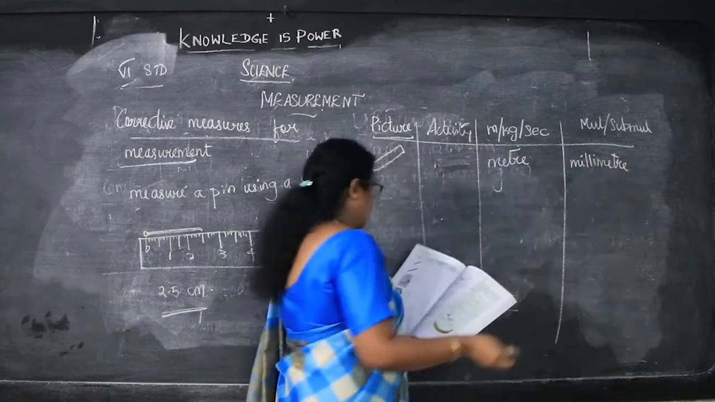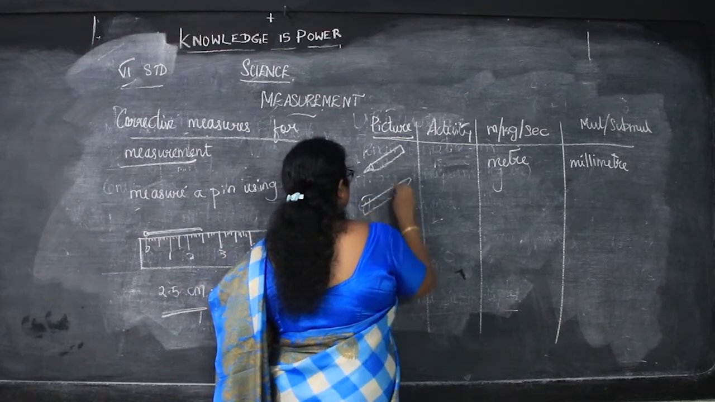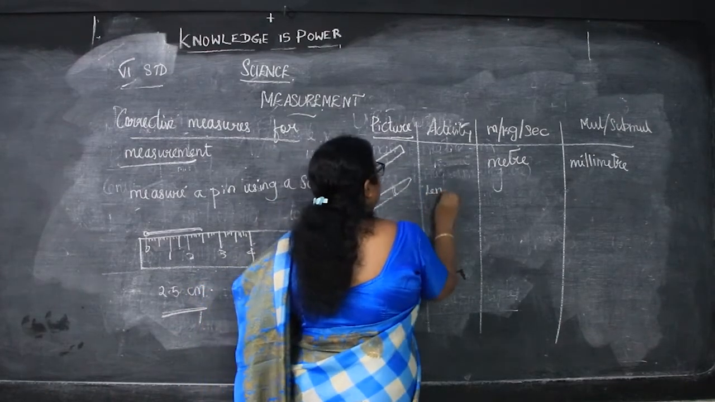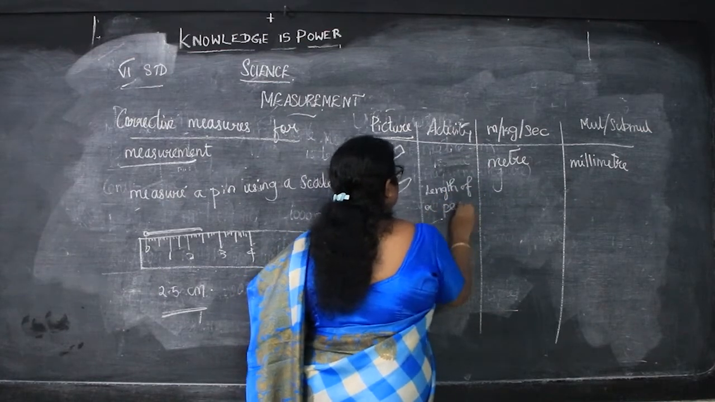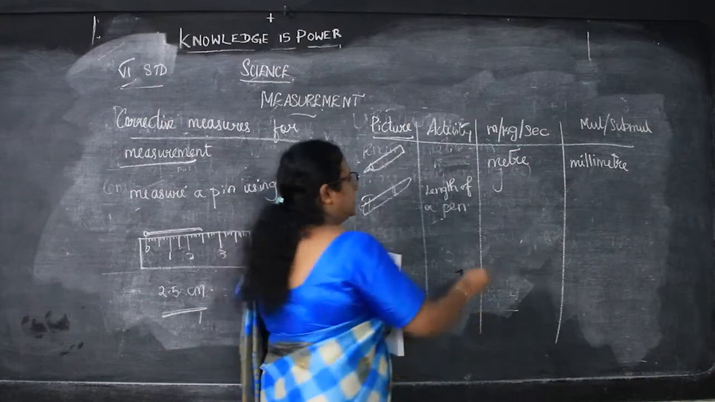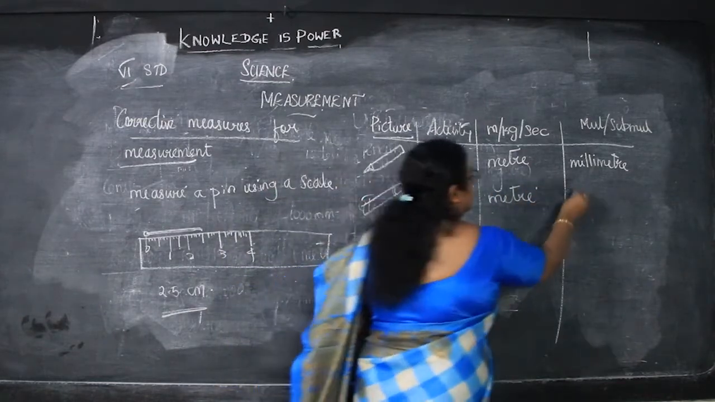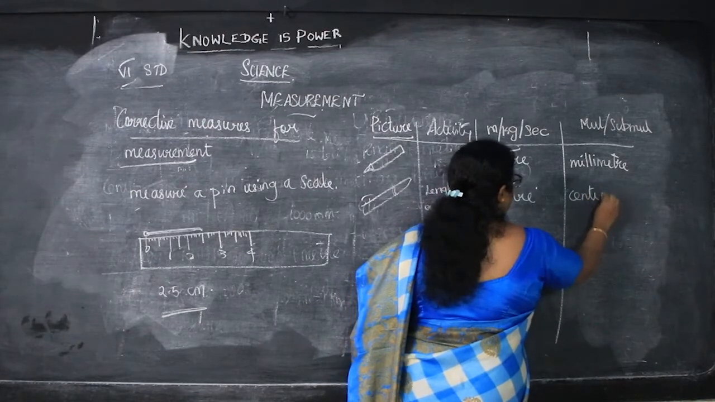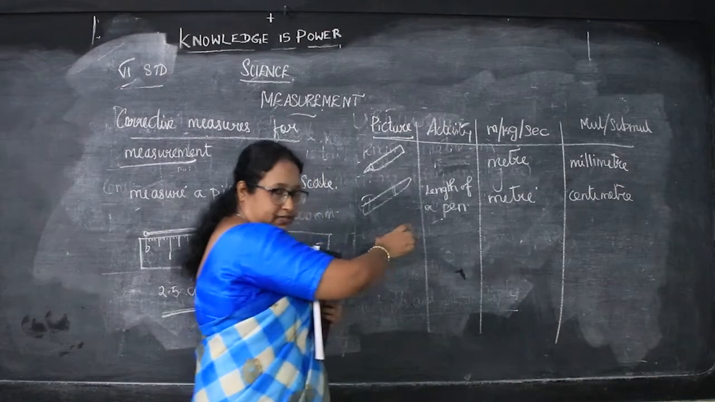So next is pen. So you have to see the length of a pen. So this is also taken in the meter. And for this is centimeter. So the pen maybe has 2 centimeter or 3 centimeters, right?